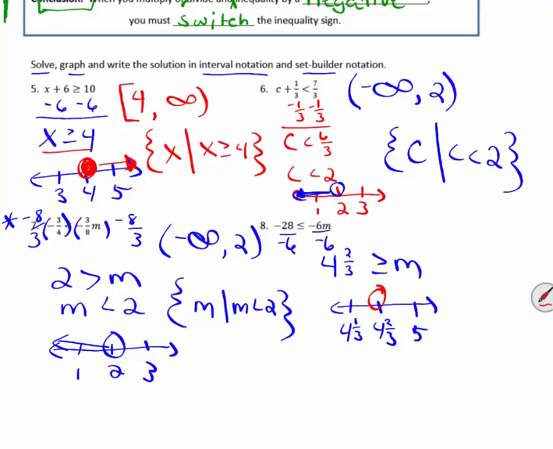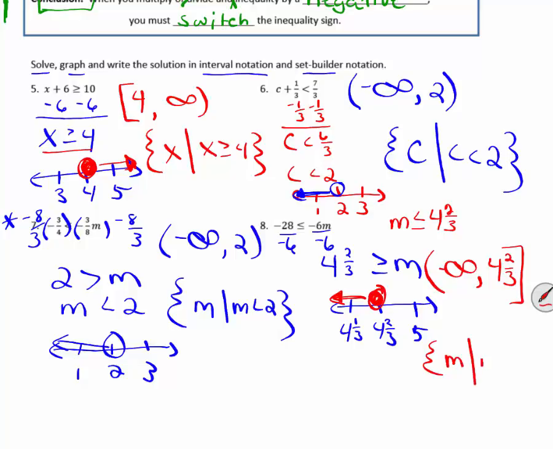This time I get a colored in circle. And I need this to be greater than or equal to m, so I'm actually going to the left. If you wanted to flip it, you could certainly do that so that it looks like that. So there's my graph. In my interval notation, I'm going to go from negative infinity to 4 2/3. Negative infinities always get curved or soft. 4 2/3 always gets, because it's filled in, the hard bracket. And in your set builder notation, all m such that m is less than or equal to 4 2/3.